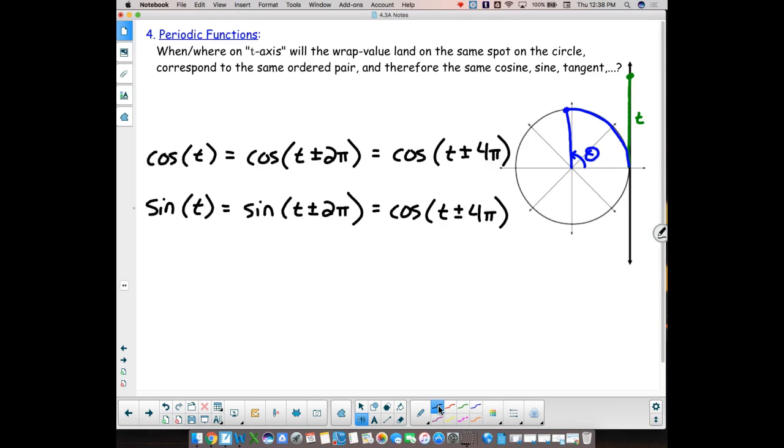Sometimes I might have to go 2 laps. Maybe I gotta go 3 plus or minus 6 pi. Maybe I gotta go 41 laps plus or minus 84 pi. Excuse me, 82 pi. So on and so forth.